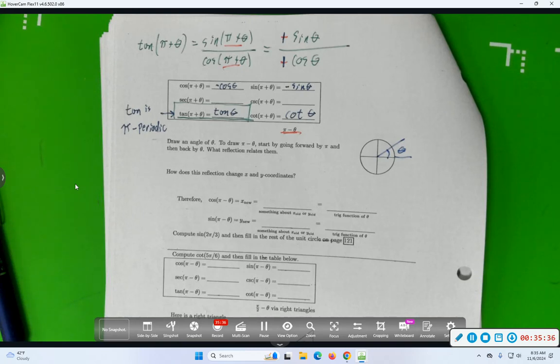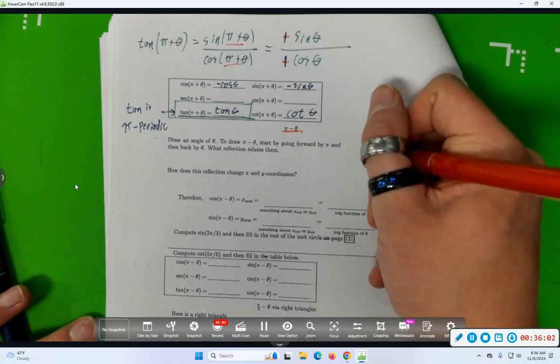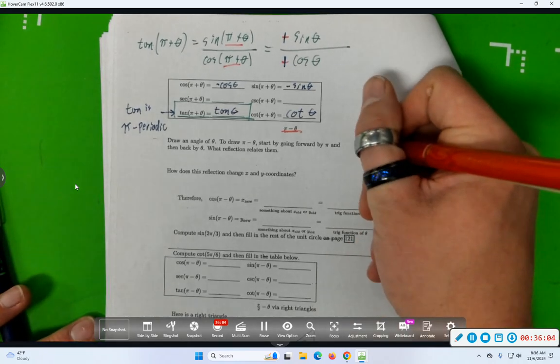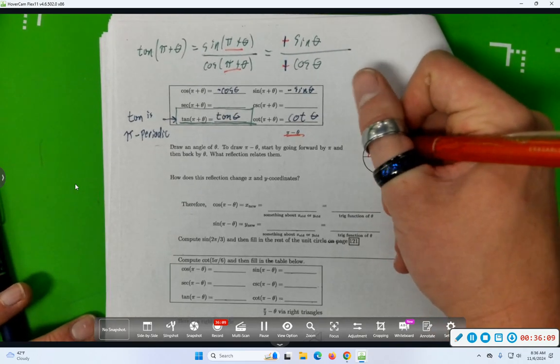How do you get, so how big an angle is pi? Half of a revolution. So to get pi minus theta, I'll start by rotating forward half of a revolution, and then I need to go backwards by theta. So, drawing that here. Go forward by half a revolution, and then backwards by theta. There's an angle of pi minus theta.